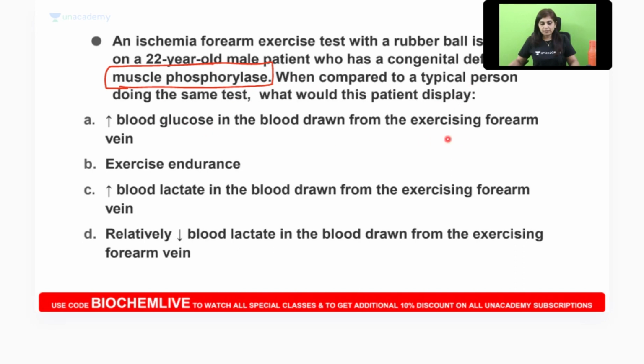High blood glucose in the blood drawn from the exercising forearm, exercise endurance, high blood lactate in the blood drawn from the exercising forearm, relatively low blood lactate in the blood drawn from the exercising forearm vein. So try to answer this question, all of you. Even if you know nothing, please participate in the poll. Okay. I will then explain everything in detail.